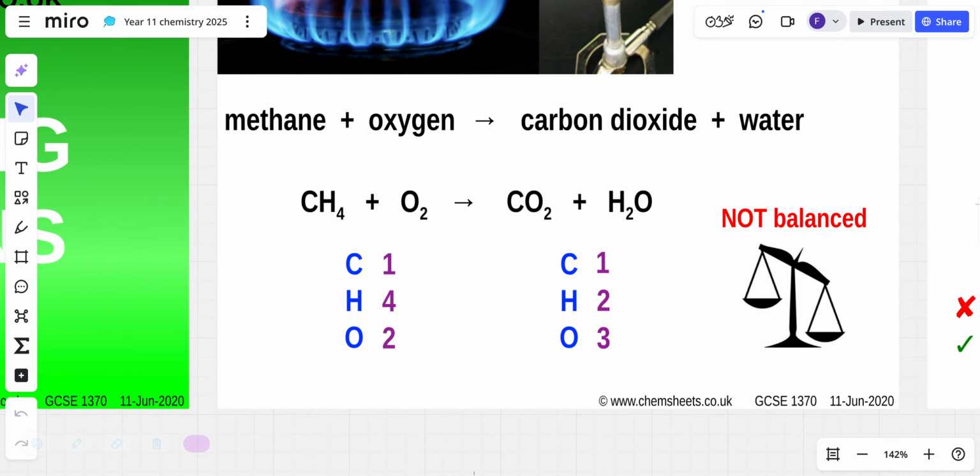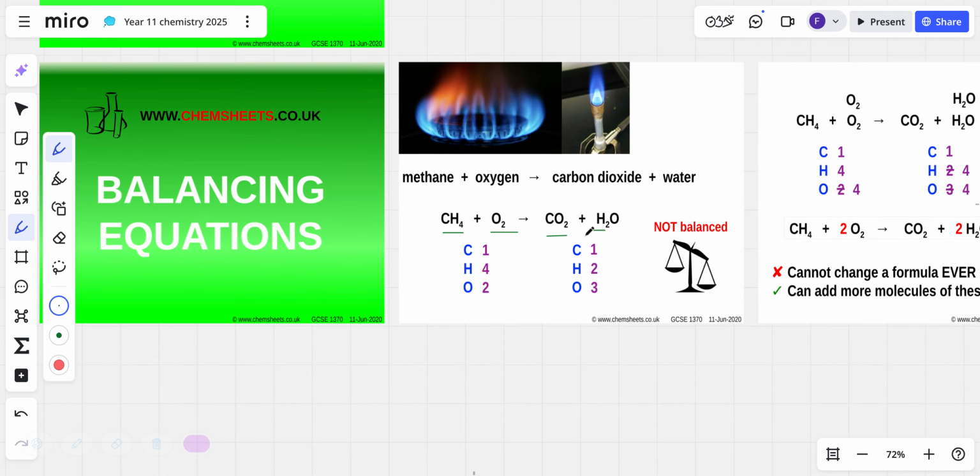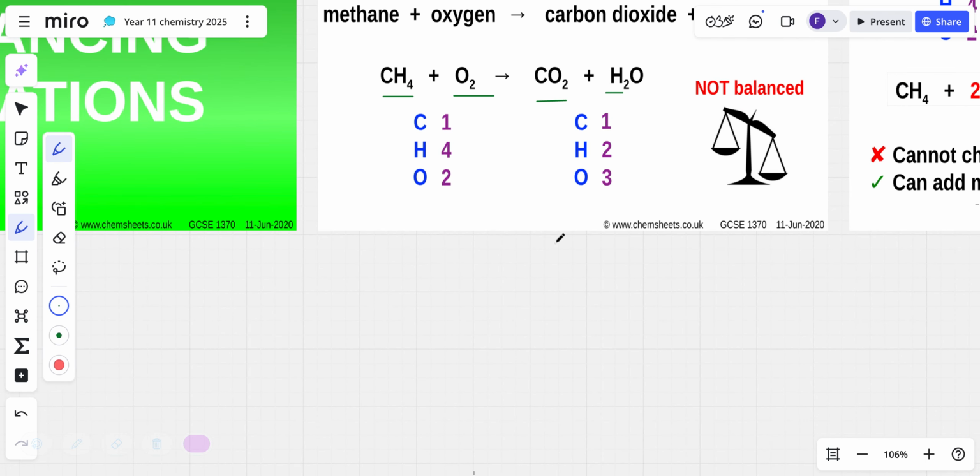And the key idea here is once you have a formula, CH4, O2, CO2, H2O, you cannot change these formulas at all, right? But you can change how many molecules you've got. You'll see what I mean. So CH4 plus O2 goes to CO2 plus H2O.